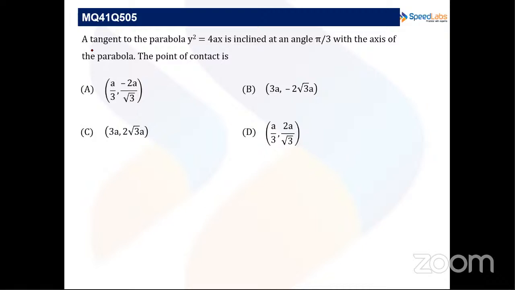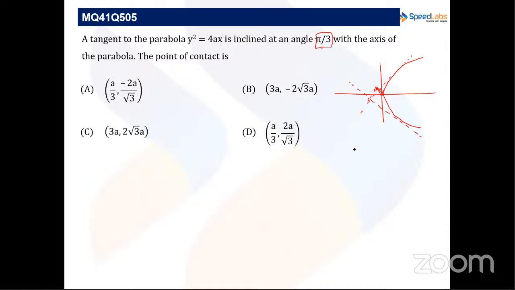Our next question: the tangent to the parabola y squared equals 4ax is inclined at an angle pi by 3 with the axis of the parabola. Find the point of contact. So you can see if we have some parabola like this, and it is given that the tangent is inclined at an angle of pi by 3. That angle pi by 3 can be either like this or it can be this. We are just given the angle. It is not given whether it is in the clockwise or anti-clockwise direction.